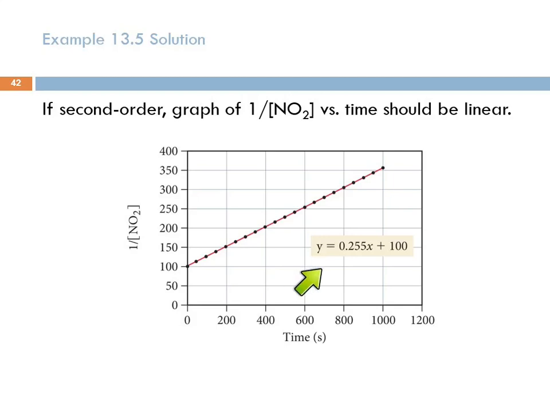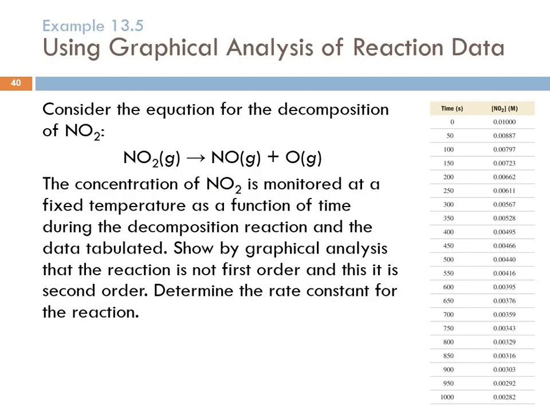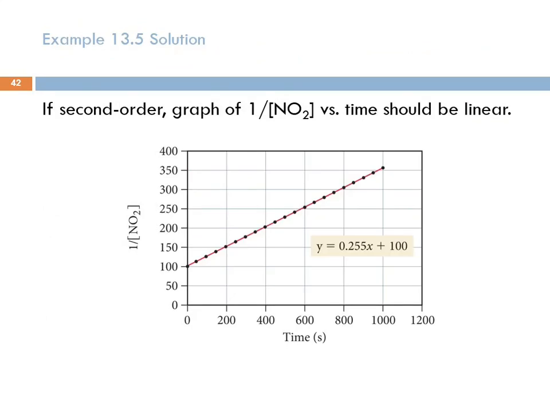The equation for the line is y equals 0.255x plus 100. Now they were asking us to find, I forgot, the rate constant. What's the rate constant? It's the slope of the line, 0.255. What are the units?